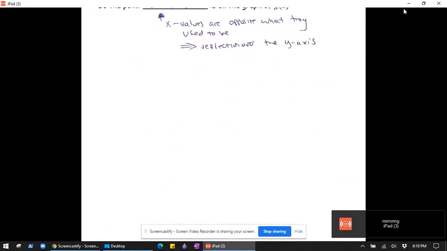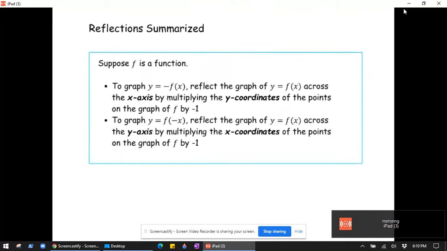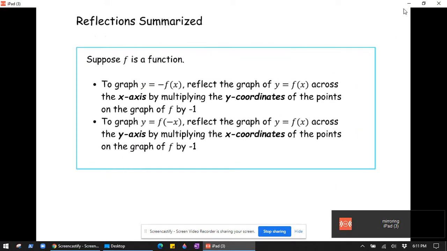And to finish off, here is a summary of what happened and how you'll think about these when you have to do transformations on your own. If f is a function, to graph y equals negative f of x, you reflect the graph of f of x across the x-axis by multiplying the y-coordinates of the points by negative 1. And you graph f of negative x by reflecting the graph of y equals f of x across the y-axis by multiplying your x-coordinates by negative 1. I hope this helped you understand reflections, and in a future video we'll talk about scalings, compressions, and stretches.